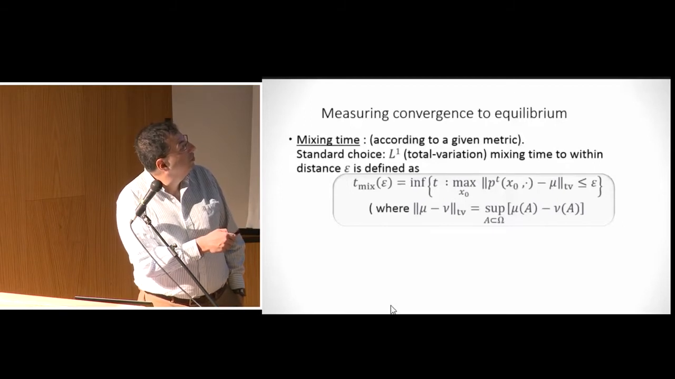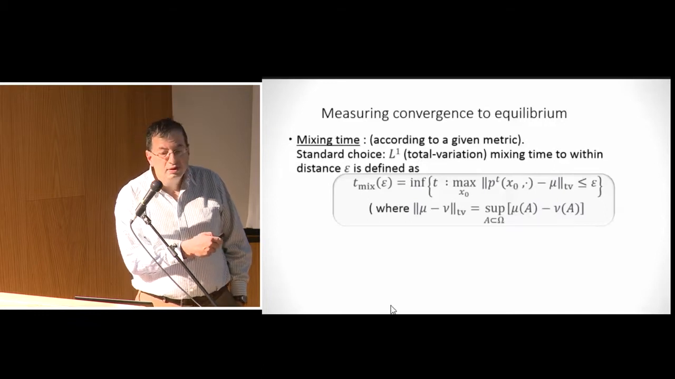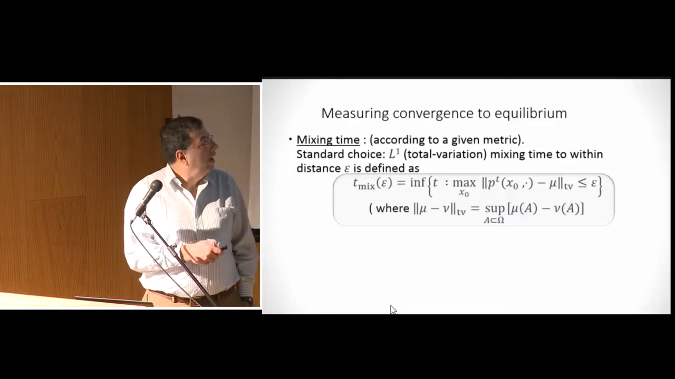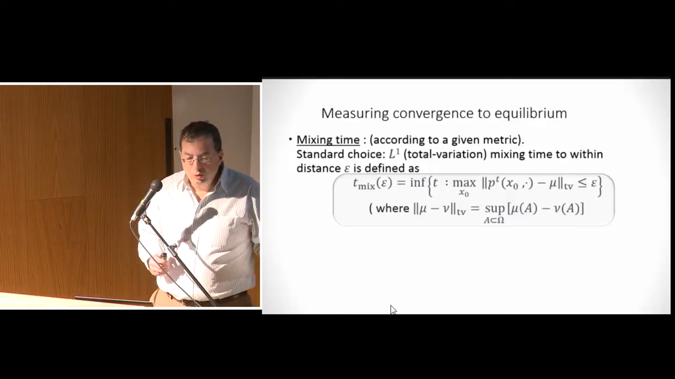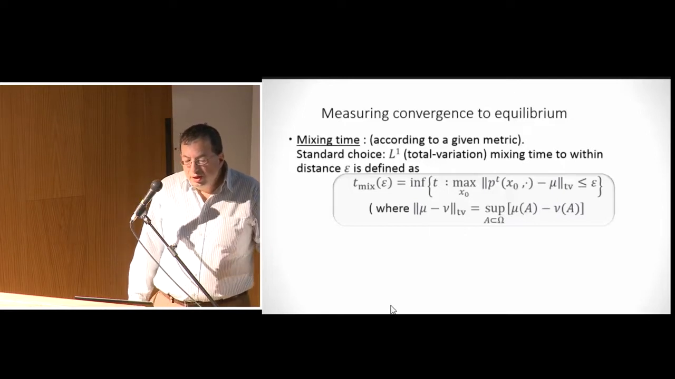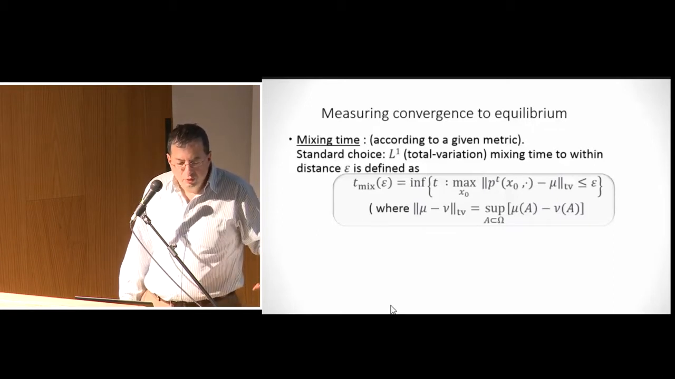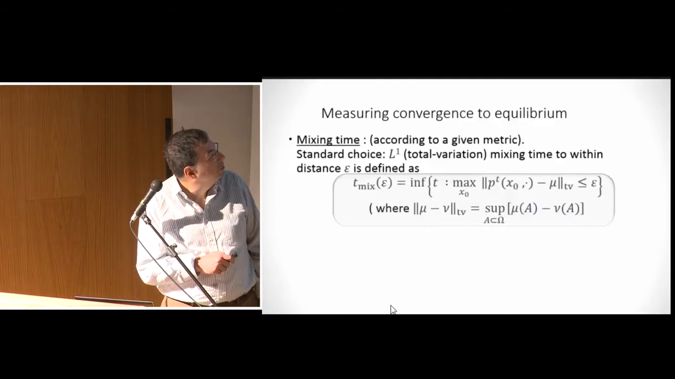So this is the distance between two measures, the maximum difference of mu(A) minus nu(A), and it's also just half the L1 distance between the two measures. And then T_mix(epsilon) is the first time when the distance between the distribution at time t and the stationary measure mu is less than epsilon. Now, since we will be talking about simple random walks on graphs, the stationary measure is just proportional to the degrees, and of course, in the regular case, it's the uniform measure. So that's this target measure mu, and we are asking how close is the distribution at time t to mu.